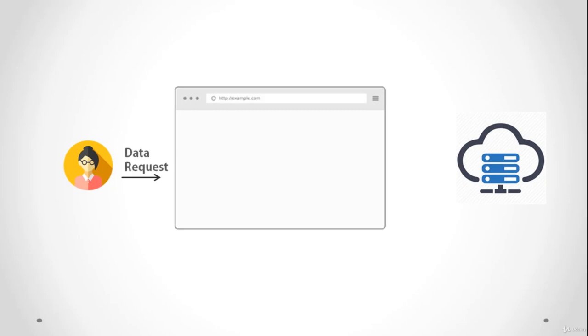Now let's understand the flow of Ajax, or how Ajax works. So here we have a user, browser, and the web server. The web user interacts with the browser and requests data from the server. The browser will call the JavaScript XMLHttpRequest object. Then the browser will send the HTTP request to the web server.